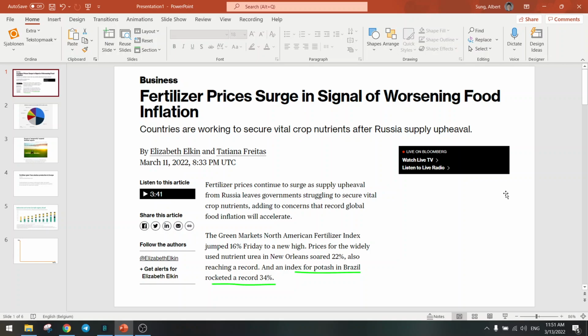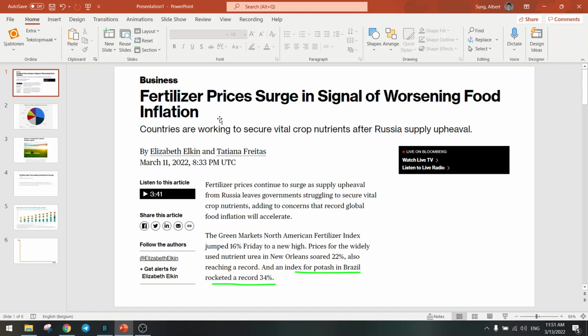Today we're going to talk about fertilizers and do a bit of applied economics on this. So interesting that you can use economics lessons to predict things in real life. Okay, so what's the premise here?